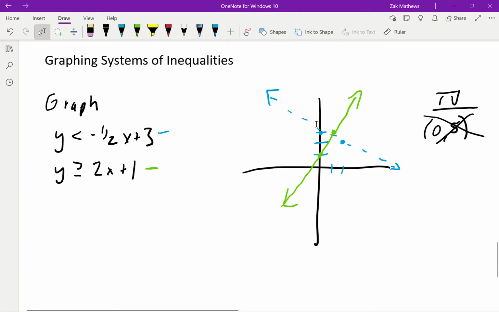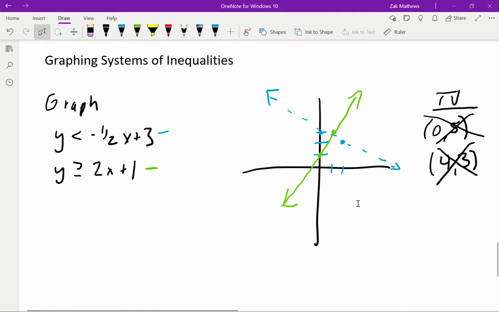Let me choose something in another region next, because just because I know it doesn't work here doesn't mean it has to work in all the other spaces. It should only work in one. So we know this one doesn't work. Let's choose something over here. So maybe 4, 3, I'm very confident would be in that second region. Is 3 less than negative 2 plus 3, which is 1? Is 3 less than 1? No, it's not. So that one fails the first equation again. We'll move along to the next.